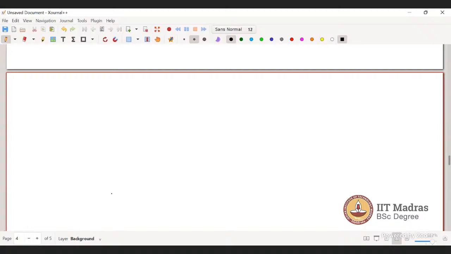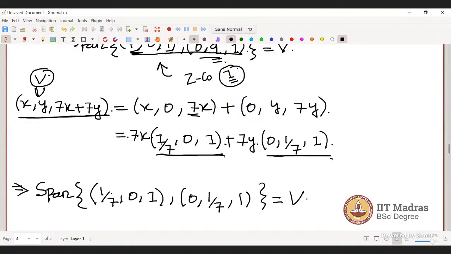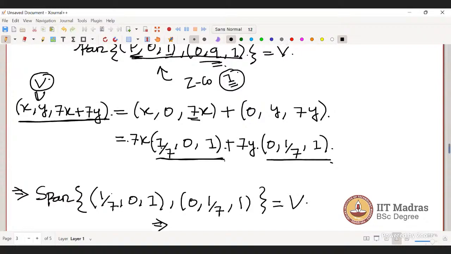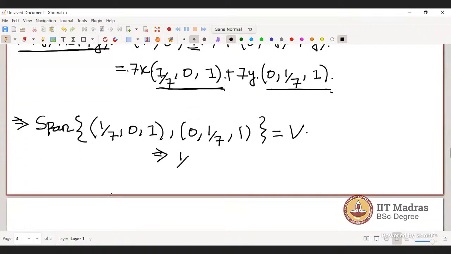Okay, so this part is done, right? The span of this set is basically V. Okay, so from here you can get that 1 by P and Q is 49. So from here P is 1 by 7, Q is 1 by 7. Yeah, P is 1 by 7, Q is 1 by 7. So then 1 by P by Q is 49, right? Yes, sir.